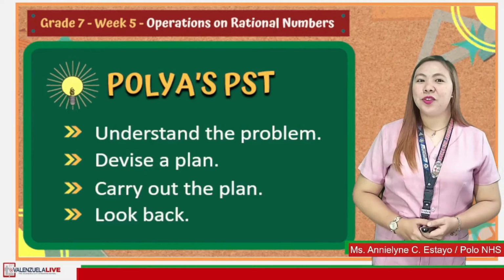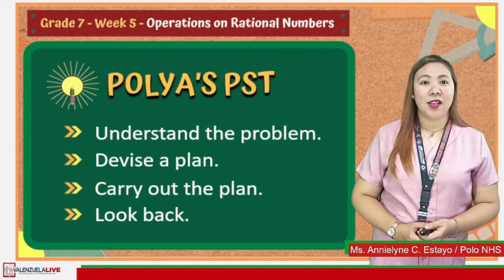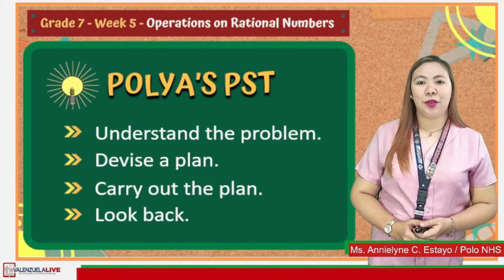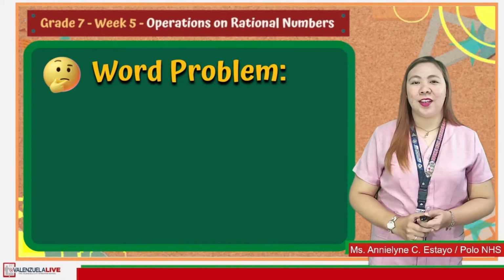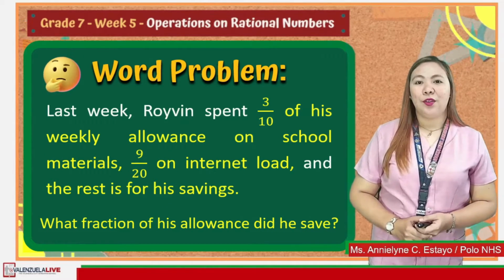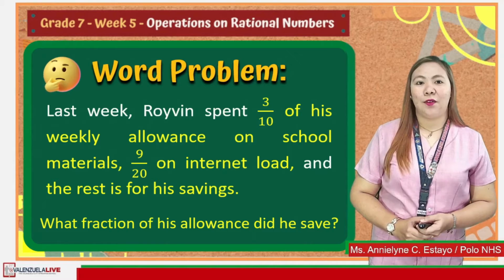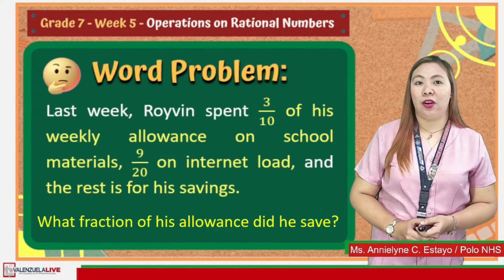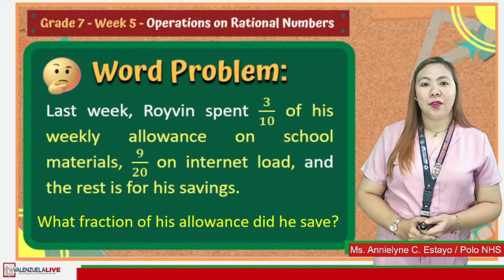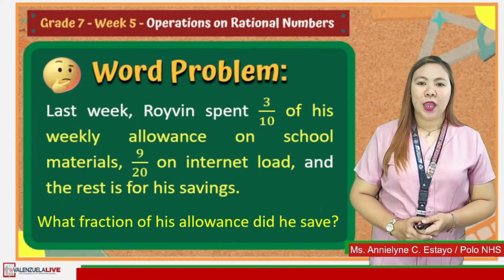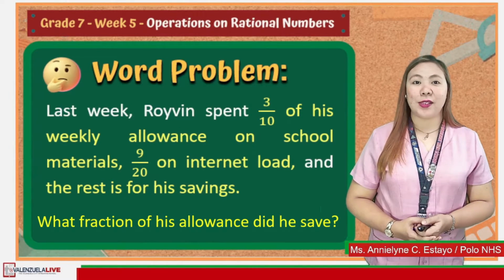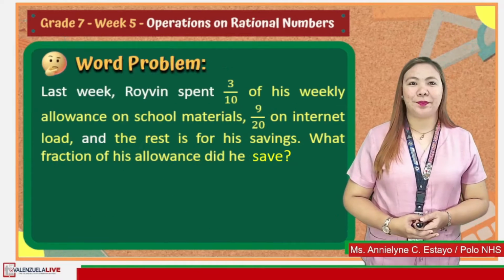Basically, we need to check the result to see if our answer makes sense. If that is so, it is the time that we will interpret our answer. Going back to our problem, it is stated that Royvin spent 3/10 of his allowance for his school materials, 9/20 for his internet load, and the rest for his savings. So, the question here is, how is his savings represented in fraction form?